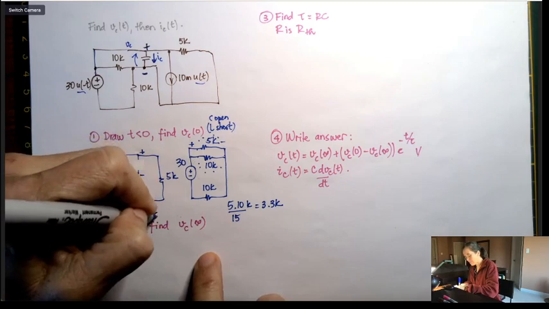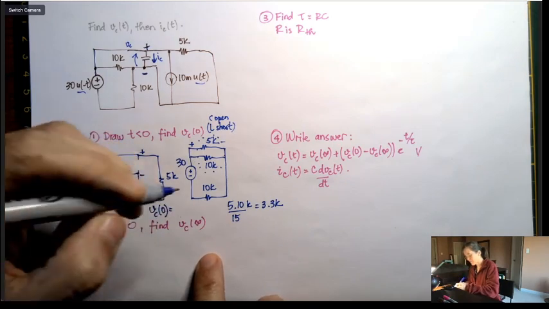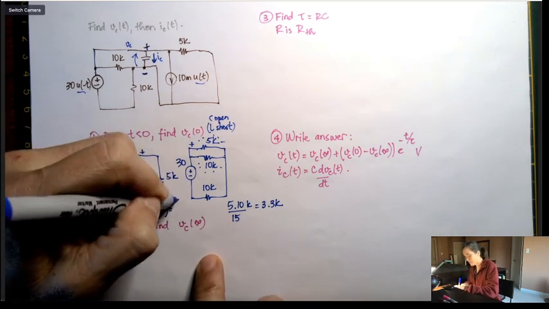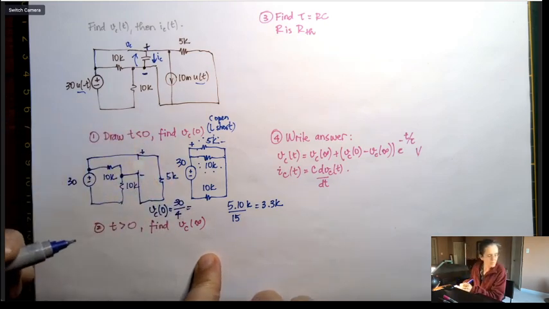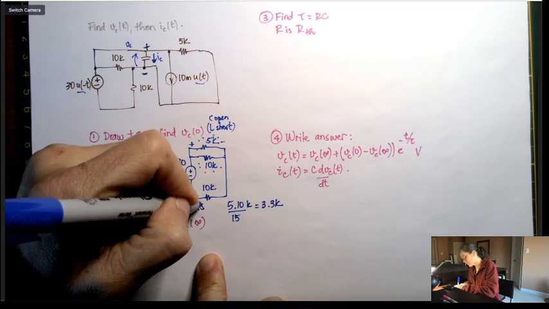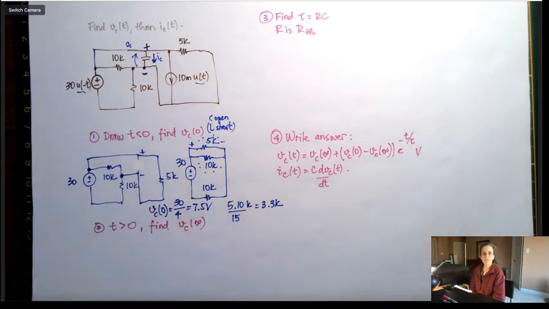So the Vc of 0, I'm running out of space here, will be 30 divided by 4, which is 7.5 volts, more or less. And I'm happy to make this a little bit longer if this is not easy to find.